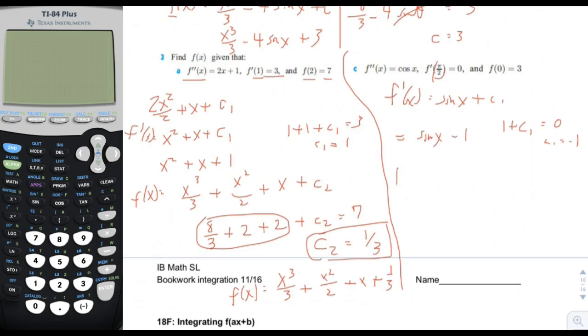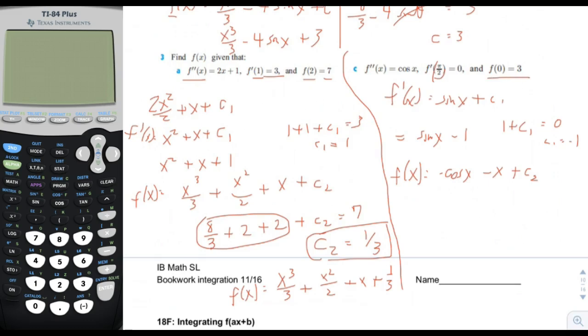Then we're going to take the integral again to get the original function. It's going to be negative cosine x minus x. And let me just check if that's right. When I take the derivative of cosine x, I get negative sine x. So it's negative sine x. That's sine x. Derivative of negative x is -1. So that worked. I have to add the second integration constant, c2.